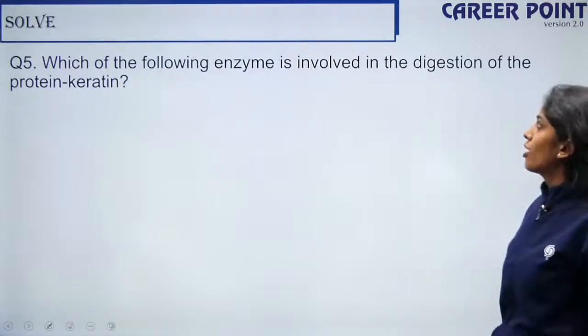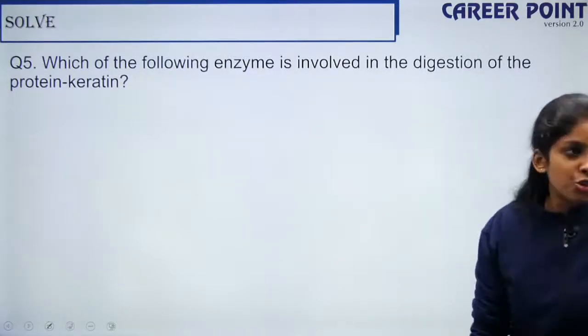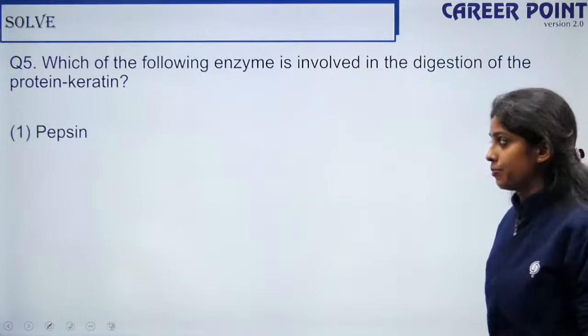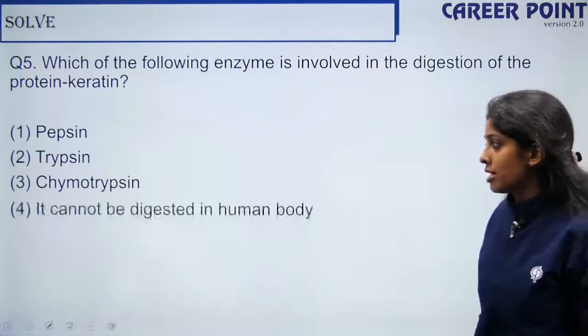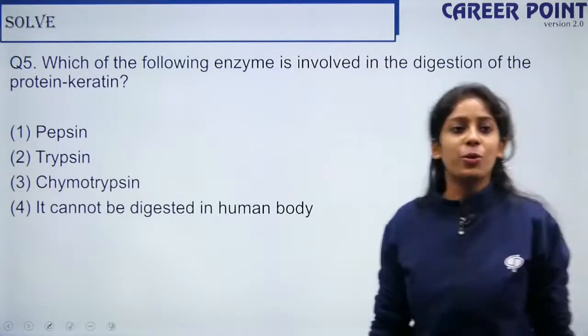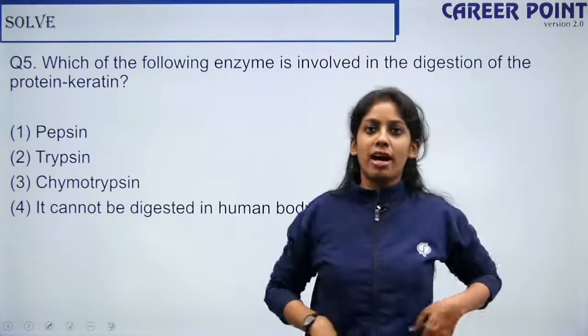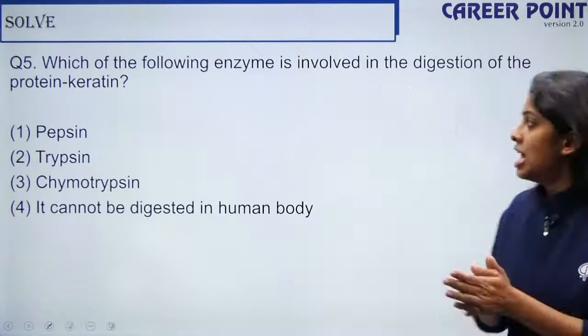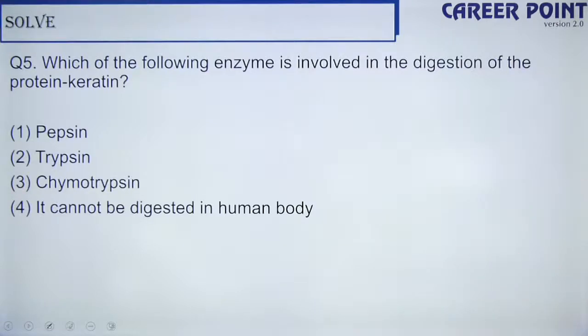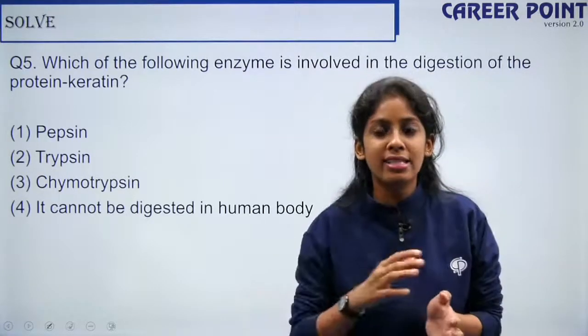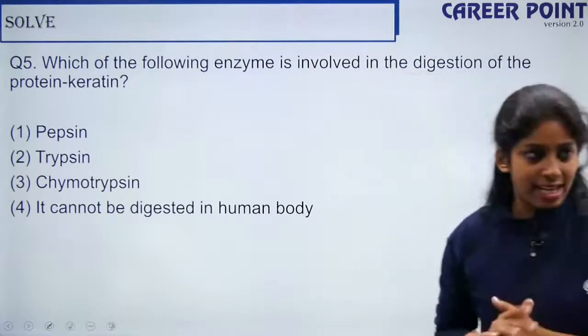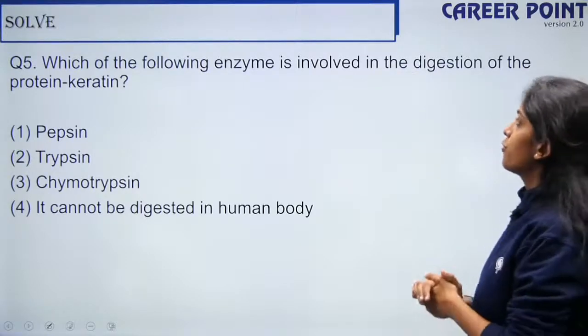Which of the following enzymes is involved in the digestion of the protein keratin? Pepsin, trypsin, chymotrypsin, or it cannot be digested in the human body. What would be your answer? Keratin is a protein that is present in your hair, your nails, and in your dead cells, right?